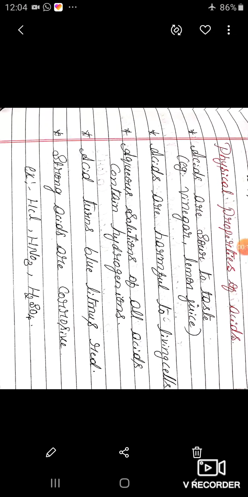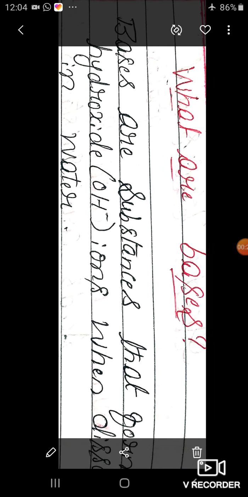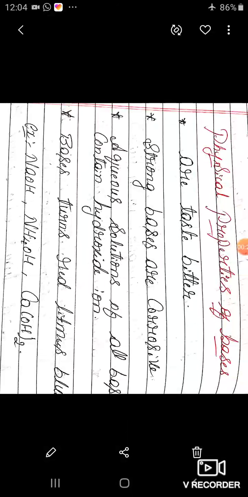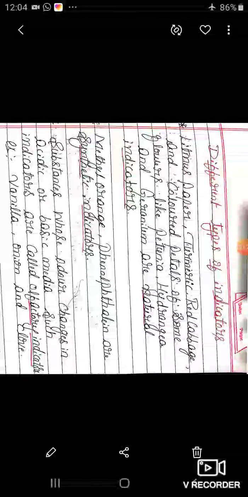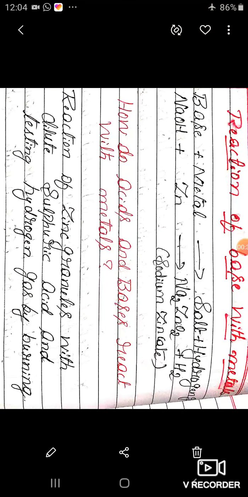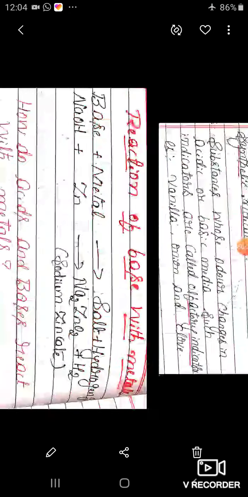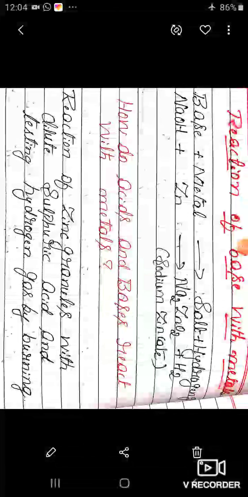In the previous class we discussed what acids are, physical properties of acids, what bases are, physical properties of bases, what indicators are, different types of indicators, reaction of bases with metals, and how acids and bases react with metals.